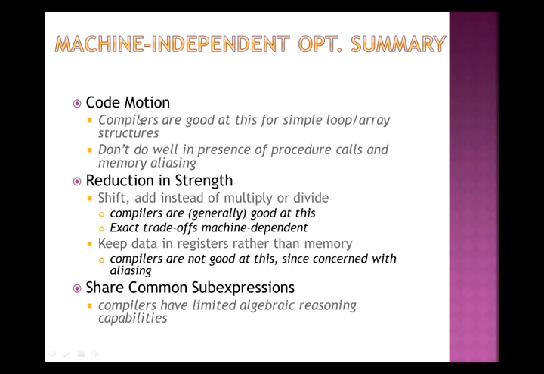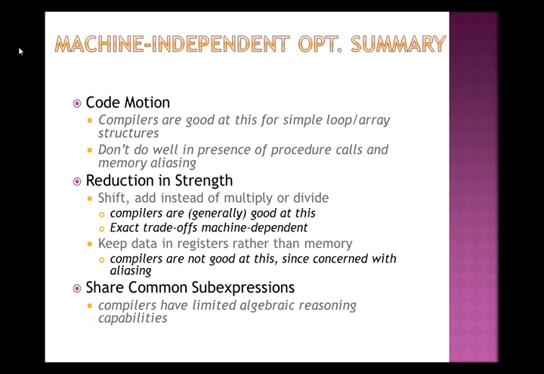Then the next part is code motion. That is, what is the advantage of using the memory references? Compilers are good at this for simple loop or array structures. As I told you, if there is a simple memory reference, there is a simple address for the memory. So the compiler uses that memory reference for simple loops or arrays. Then the next point says, they don't go well in the presence of procedure calls and memory aliasing.